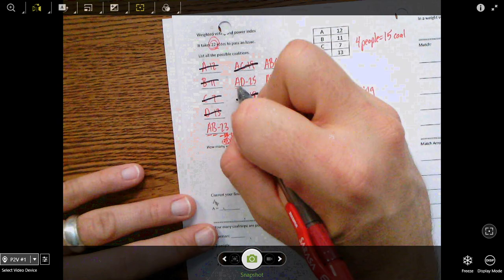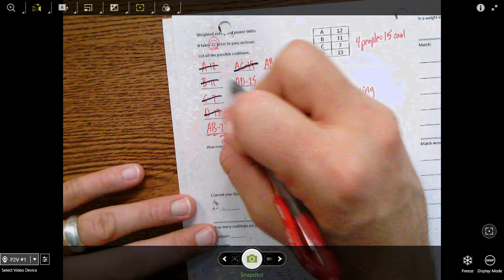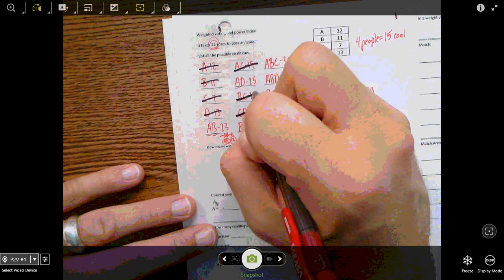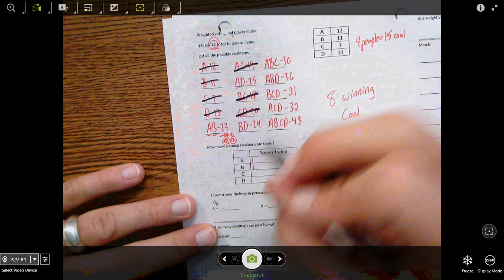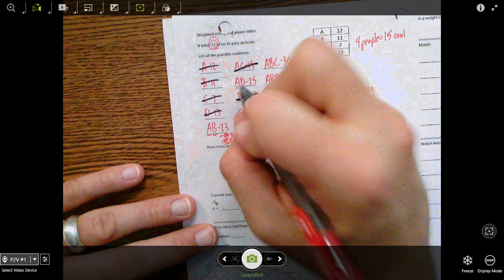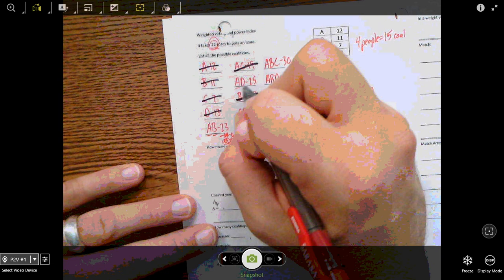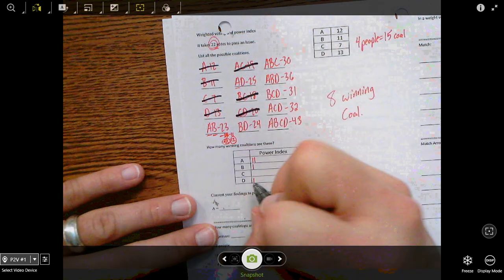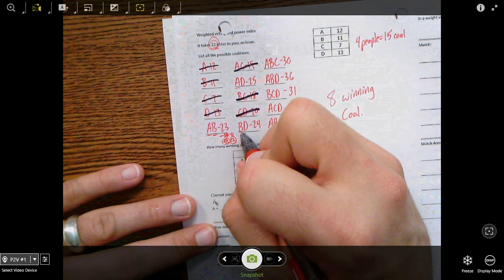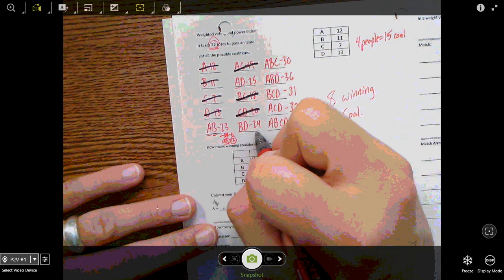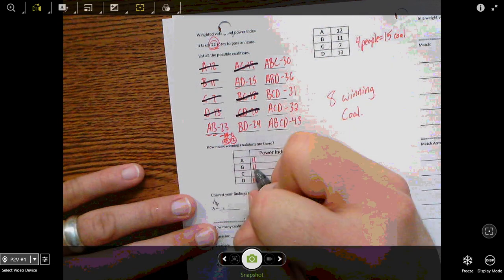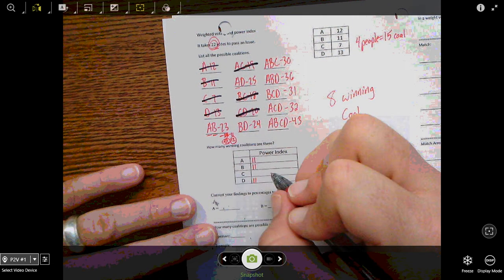So A, if A decides to leave, that 25, when you take away A's 12, becomes 13. That's a losing coalition. If you take D's away, that's 13. That's a losing coalition. B and D, if you take B away, that 24 drops under 22. B is essential, and D is essential as well.